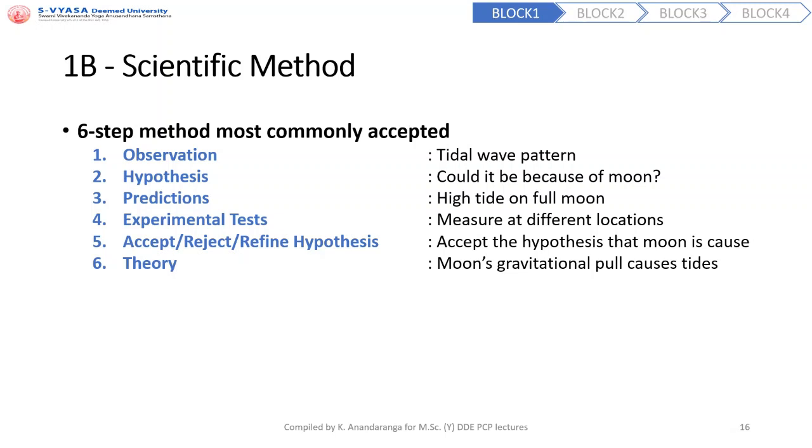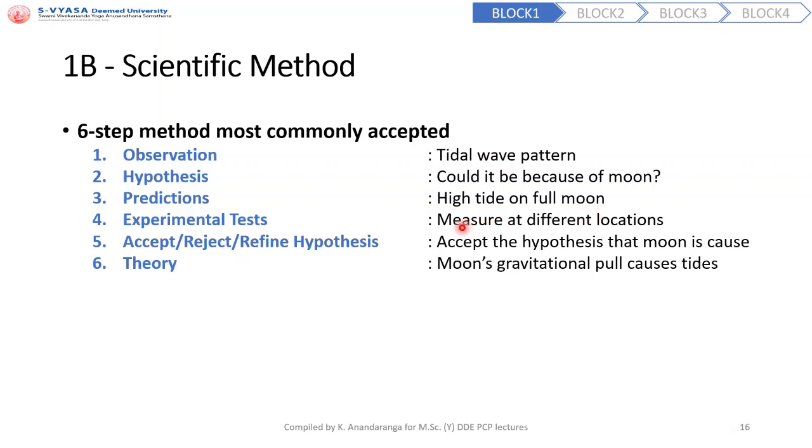So let's understand this with a clear example. Observation. Let's say you are a scientist working 300-400 years ago. You observe the tidal wave pattern. That's your observation. You have multiple hypotheses. One among them is you think that it could be because of the moon. Therefore, you feel that whenever the moon is seen large, then you are expecting the tides to be large. So you think, based upon your hypothesis, if it is true, you expect to see consistently high tide on a full moon.